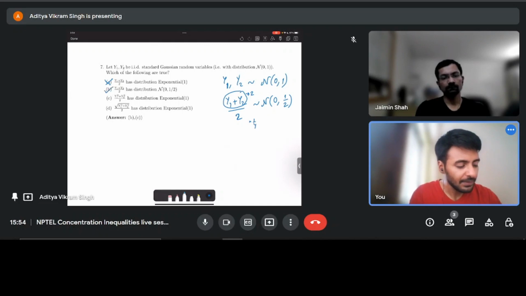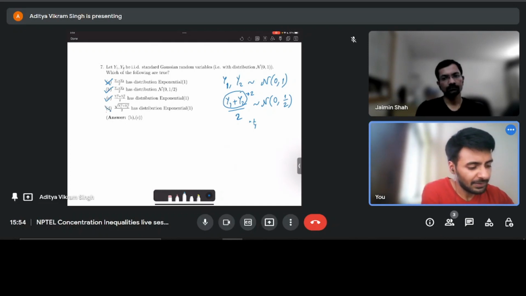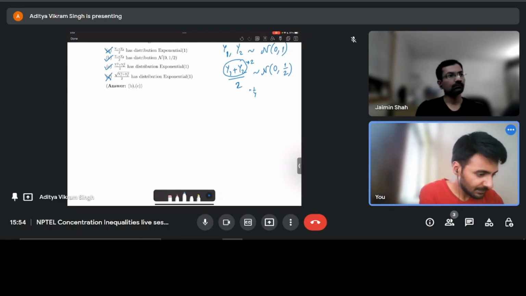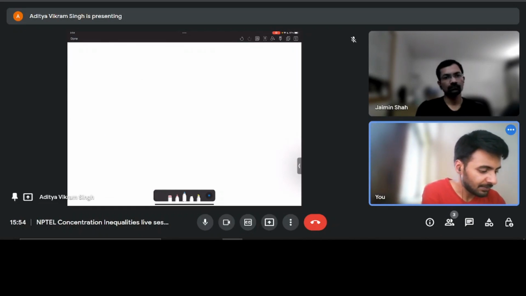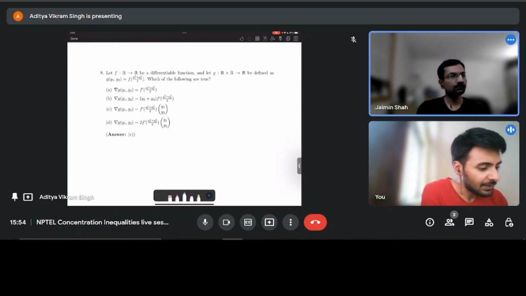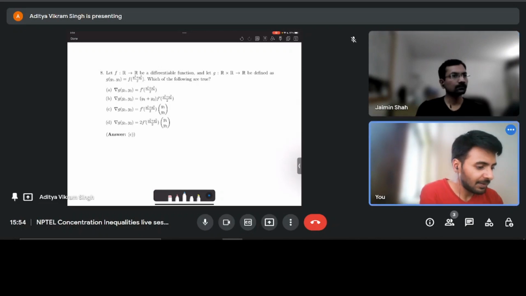So this is correct. (y1² + y2²)/2 has an exponential distribution. This is also correct. And √(y1²) plus √(y2²) has an exponential distribution. This is wrong, I think it is option D. If you take the square root of an exponential, you get a Rayleigh distribution or something. I think it's Rayleigh, not sure. So B and C are correct. This is a standard simple question, but we're building up to something, so that is why we have this question. So that was one question.